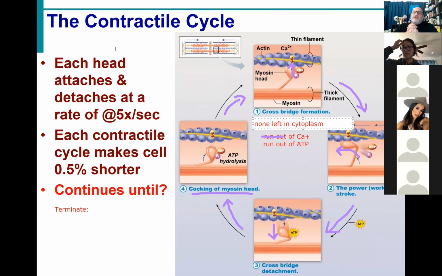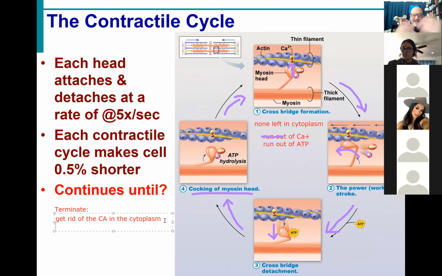All right. So you've got the right idea. To stop this contractile cycle, basically, we get rid of the calcium in the cytoplasm. And when we get rid of the calcium in the cytoplasm, what happens? The active sites are not available anymore. Yeah, exactly.